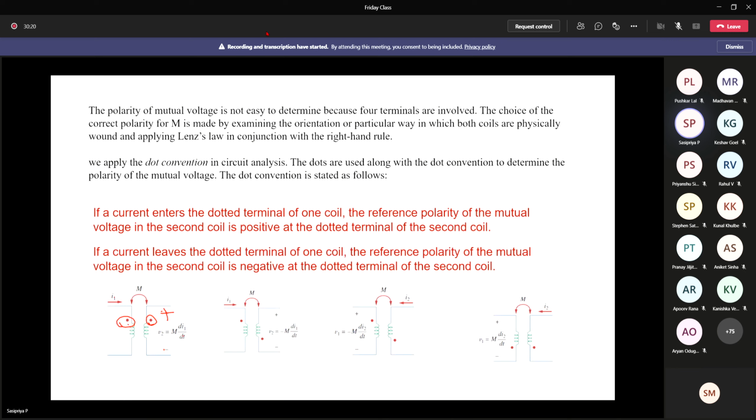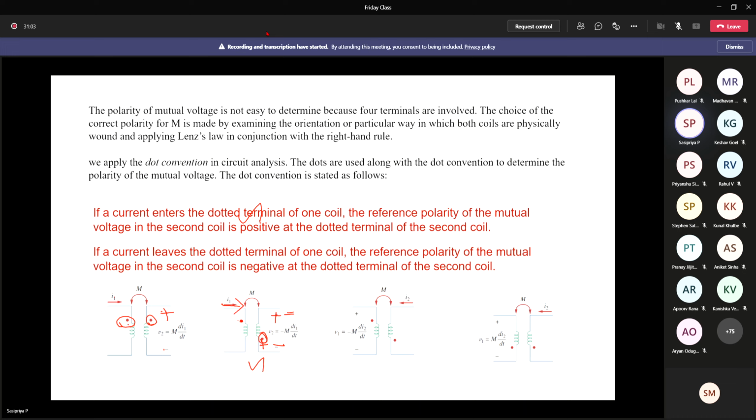Now we have the second combination. In the second combination also the current is entering current only. Entering current at this terminal, and the mutual voltage induced at the dotted terminal is positive. But when we measure the voltage at this terminal with respect to this, definitely this will be minus. Let me repeat if I'm not clear. Here we have the dot representation here and here. As per the first dot rule, when you have the entering current at the dotted terminal, then the mutual voltage will be positive at the dotted terminal.